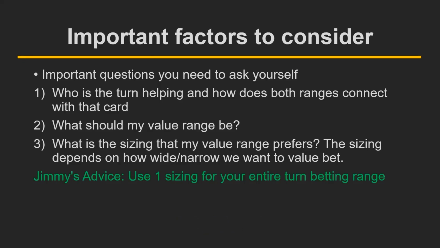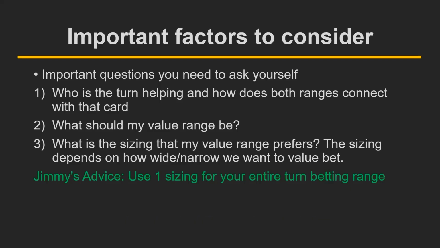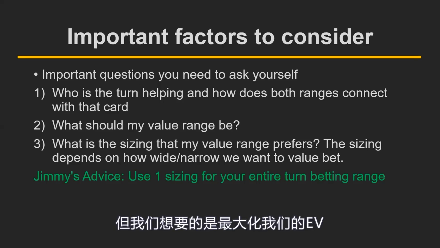So basically, in solvers, when you're taking a look into certain spots, you're going to see that solvers like multiple sizings, right? So we have to take into account those questions I just talked about, and also what makes the most sense for our value range and our betting range. Yes, there's always going to be some hands in your range that would like to bet smaller or bigger. That's totally normal. But we want to try to maximize the EV of our entire range.